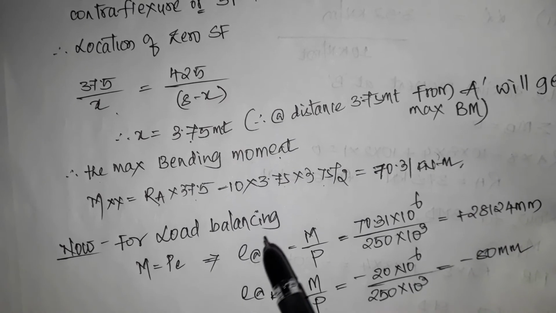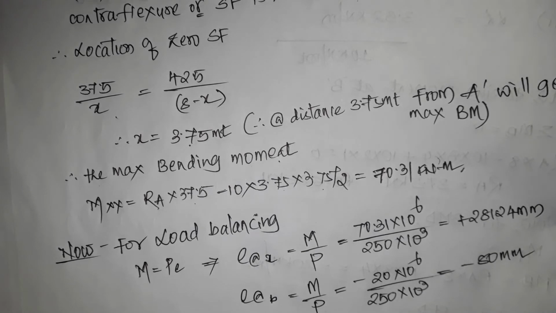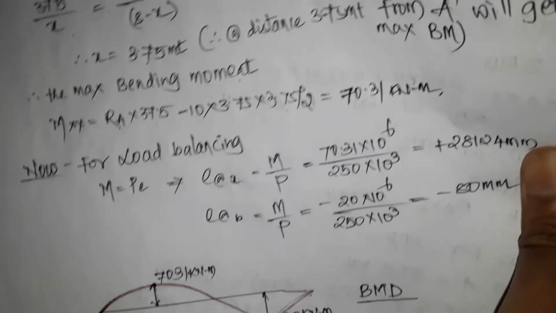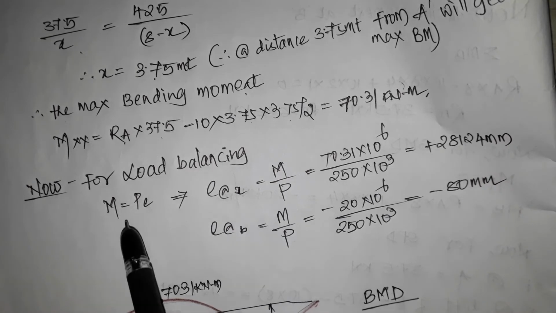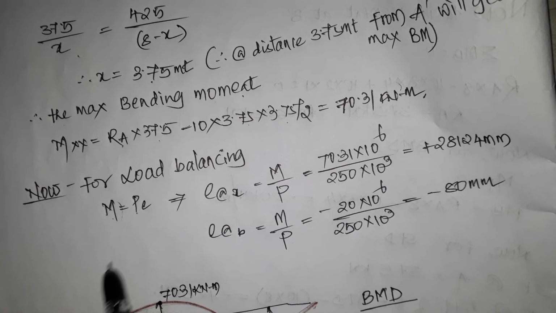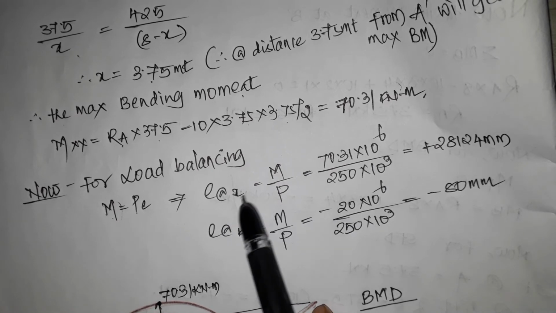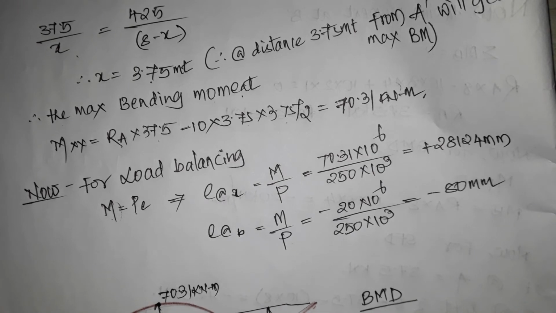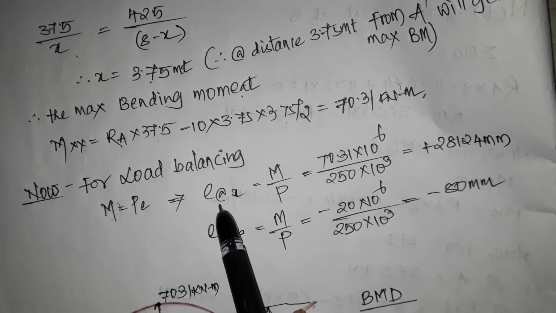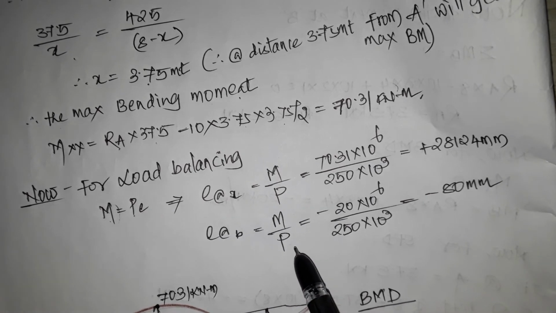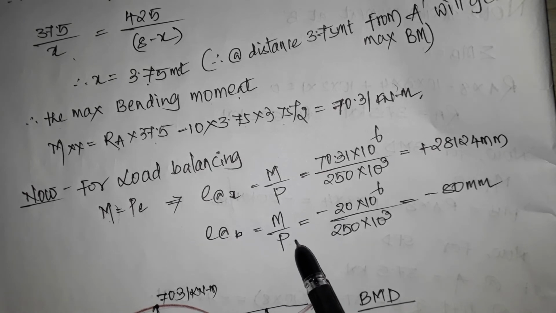After getting the values of bending moment, you can easily find the eccentricity with respect to the maximum bending moment. So for load balancing we have M is equal to P into e. As we calculated the bending moment M, we equate it to P into e. Therefore e at x, the eccentricity at the location of maximum bending moment, is equal to M by P. So we got 281.24 mm, that is positive.